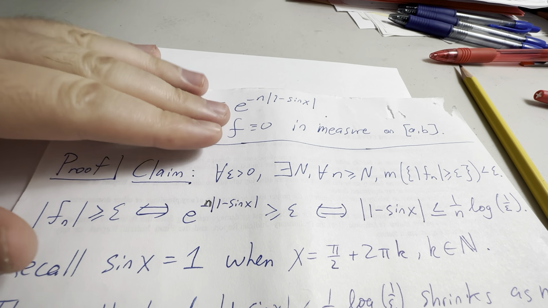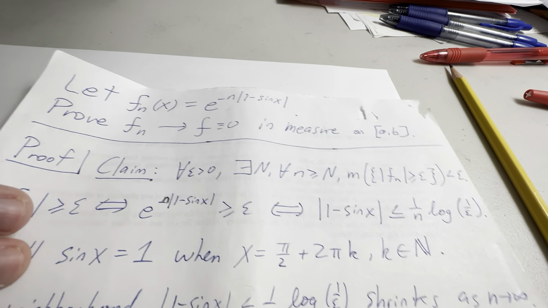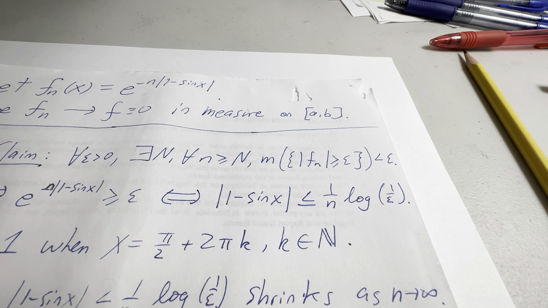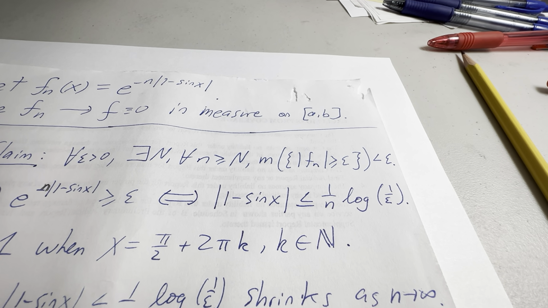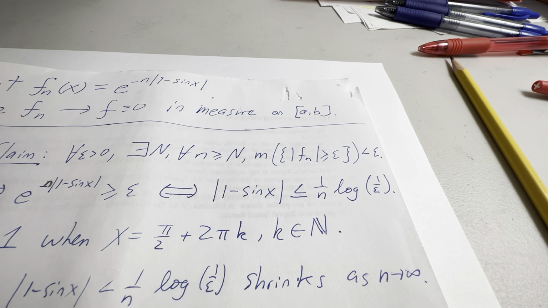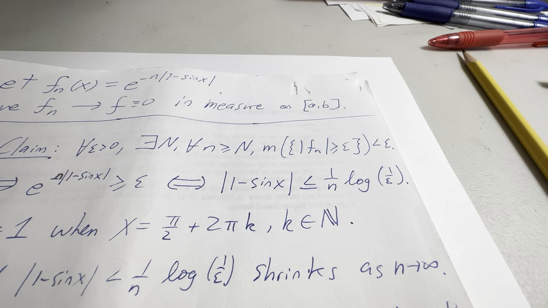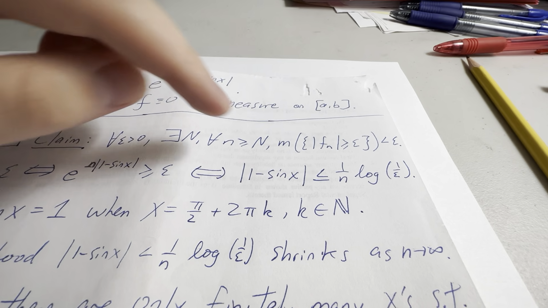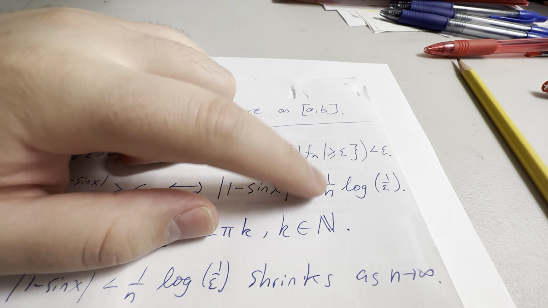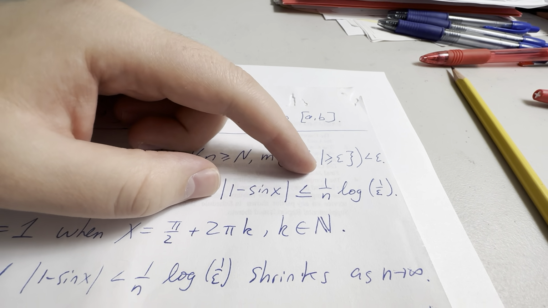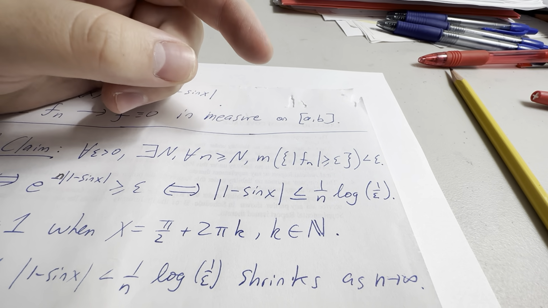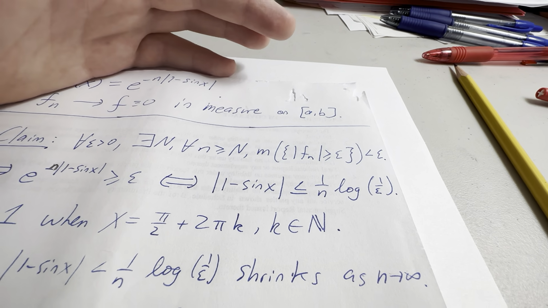That's just the definition. And then rearranging algebraically, we can say that 1 minus sine x is less than or equal to 1 over n log of 1 over epsilon. And remember, epsilon is fixed in this case. It's some given epsilon, so log of 1 over epsilon is some number. And the idea is that we send n toward infinity, because we're taking the limit as n tends toward infinity, which means that this set here, the set of x's that satisfy this inequality, should be really small. That's what we hope to show.